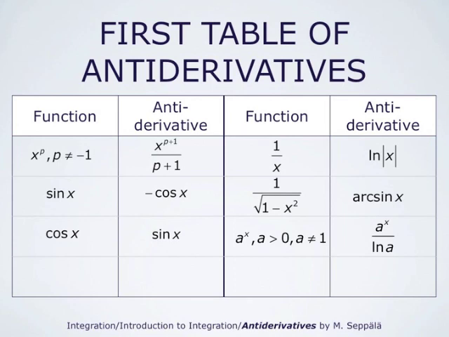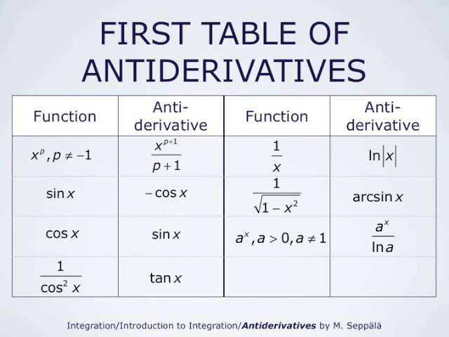If a is e, the base of natural logarithm, then we have that an antiderivative of the function e to the power x is e to the power x itself, because then ln of a would be ln of e, which is 1.